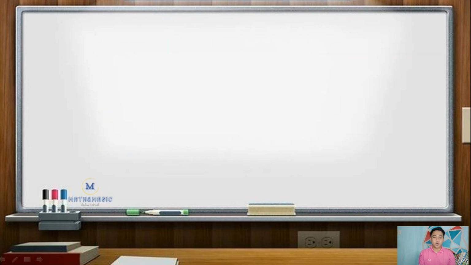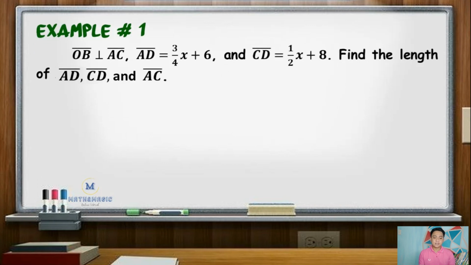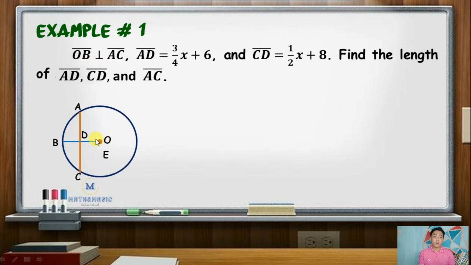As an application of the proof, let's try to answer some exercises. For item number 1, radius OB is perpendicular to chord AC. Segment AD is equal to 3/4 x plus 6, and segment CD is equal to 1/2 x plus 8. Find the length of segment AD, segment CD, and segment AC.